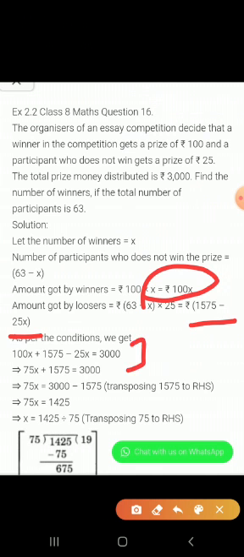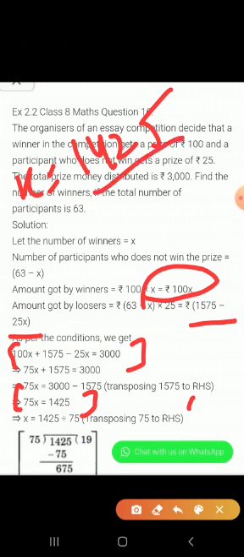So here is how this equation is formed. 100x plus 1575 minus 25x equal to 3000. Now see 100x and 25x. 100x minus 25x will be 75x. 75x plus 1575 equal to 3000. 75x as it is, 1575 we have changed the side. Going to the right side, we are getting 3000 minus 1575. So 3000 minus 1575, we are getting 1425. So 75x equal to 1425. So in order to find out x, it will be 1425 upon 75.